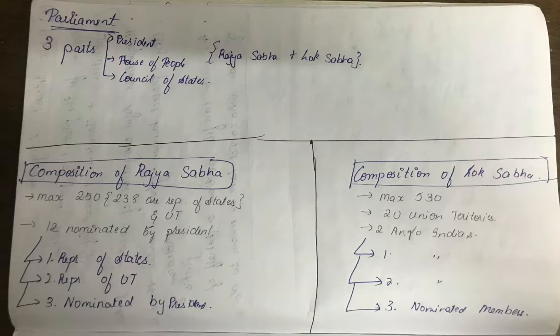Whereas in Lok Sabha, the overall strength is 530 members, out of which 20 members come from union territories, and the remaining 2 are chosen as Anglo-Indians. So basically the same thing: there is representation of states, union territories, and third, the nominated members. These are the basic important compositions of the Rajya Sabha and the Lok Sabha.